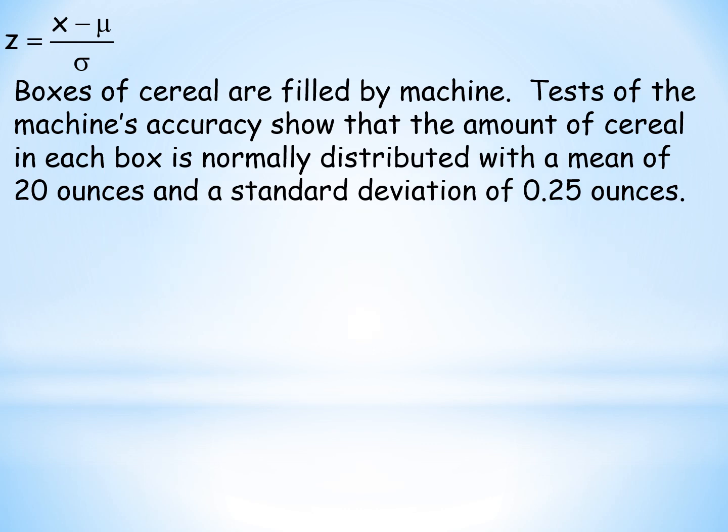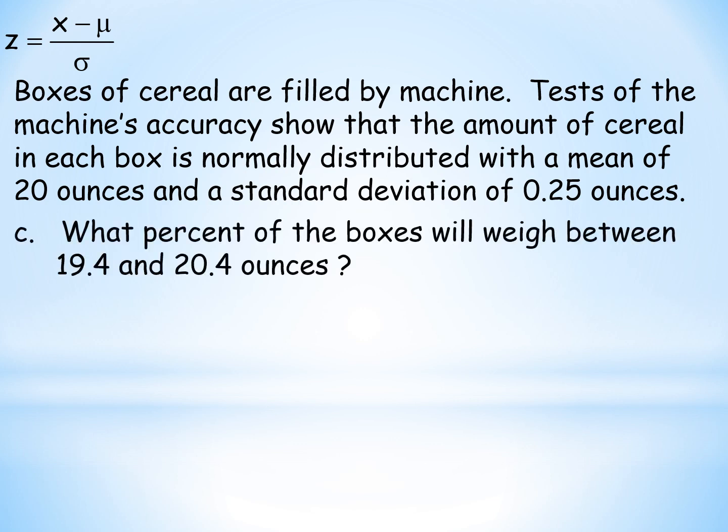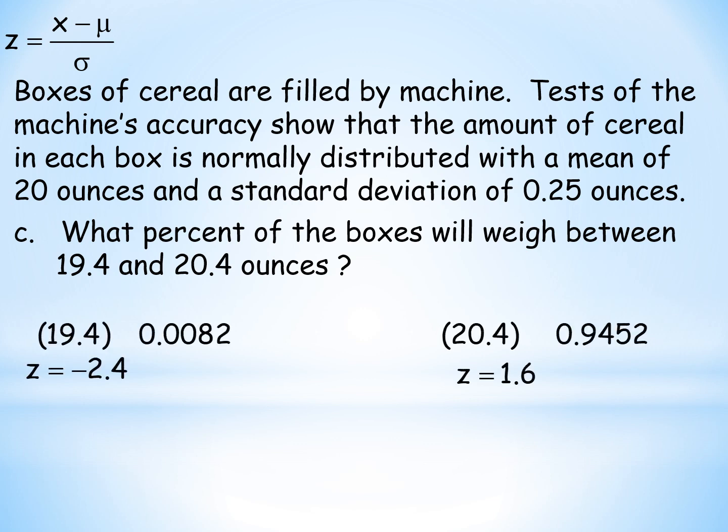Here's another example, same criteria. Now they want to know what percent will weigh between these two numbers. Once again, you have to write down what you know. I'm going to have to calculate this twice because I want an in-between. So I'm going to go to 19.4 and plug that into my z-score calculation, and I get a z-score of negative 2.4. So I'm negative 2.4 standard deviations away from the mean. If I go to my chart and look that up, that's 0.0082.